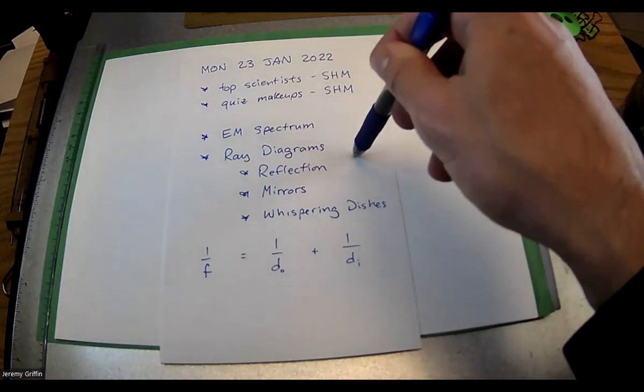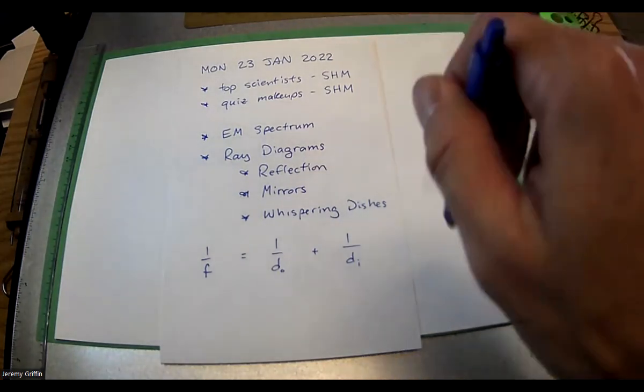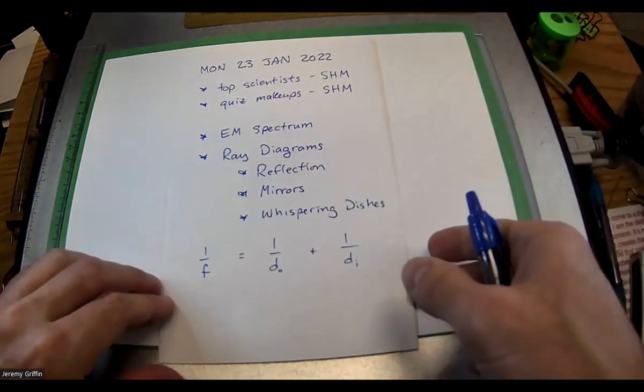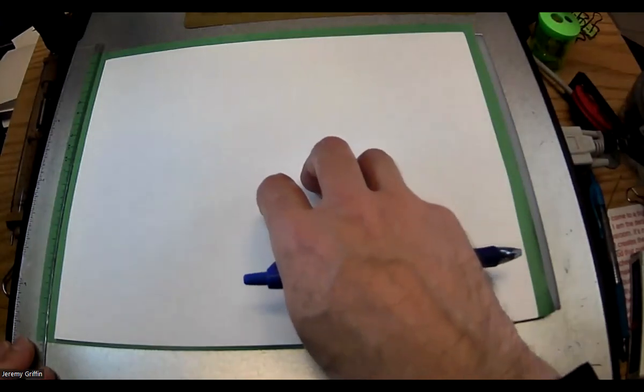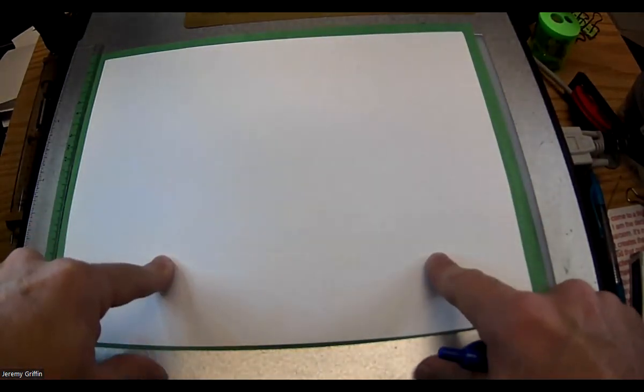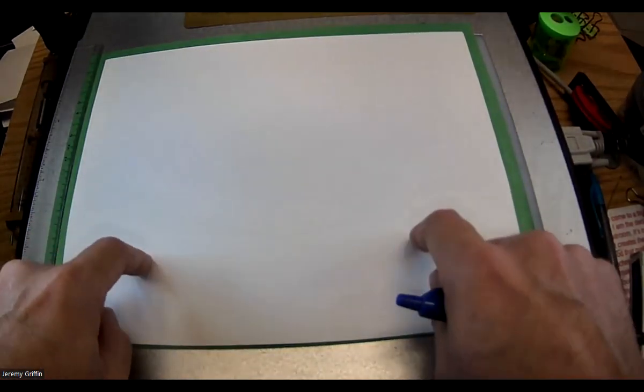We're going to do some ray diagrams, and then we're bringing in this equation and seeing how the equation matches with the graphical solution to where the reflection is going to be. Okay, so everybody has a paper. Does anybody not have a paper like this? So everybody's got a paper, right?